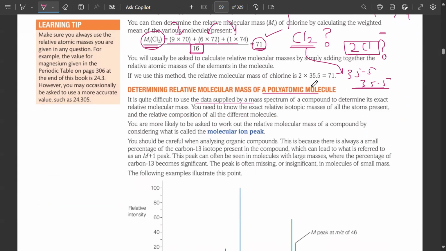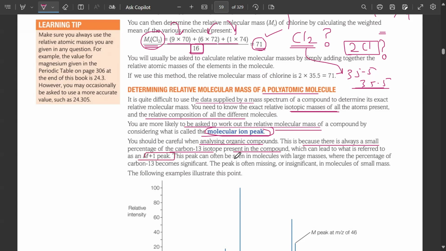of a compound to determine its exact relative molecular mass. You need to know the exact relative isotopic masses of all atoms present and the relative composition of them as well. So you are also most likely to be asked to work out the relative molecular mass of a compound by considering the concept of molecular ion peaks. What are these peaks? When analyzing an organic compound, there is always a small percentage of carbon-13 isotope present in the compound, which can lead to what is referred to as the M+1 peak.